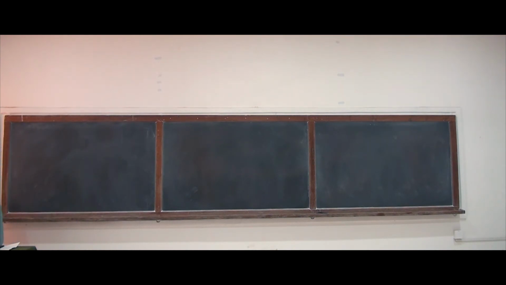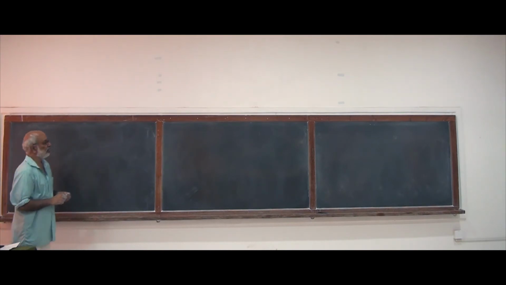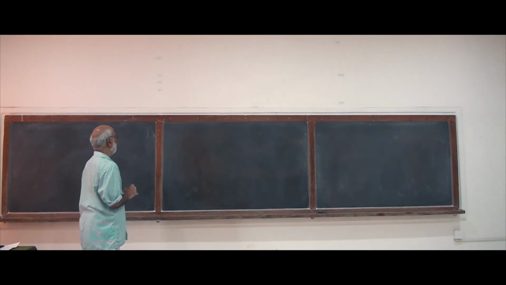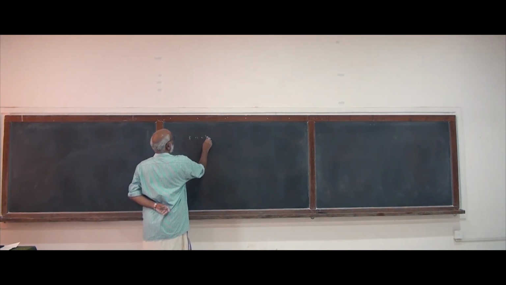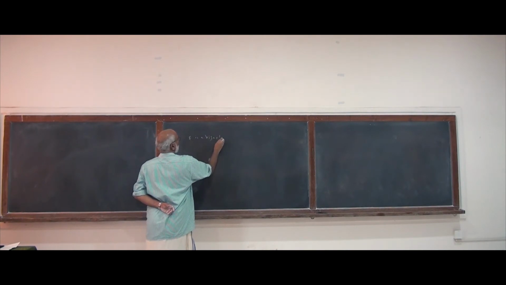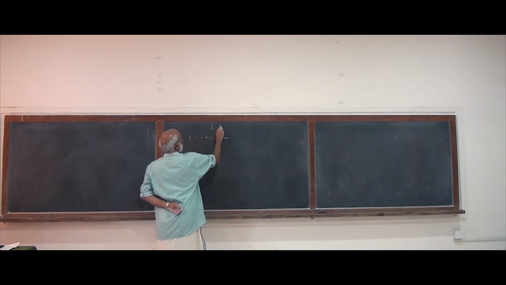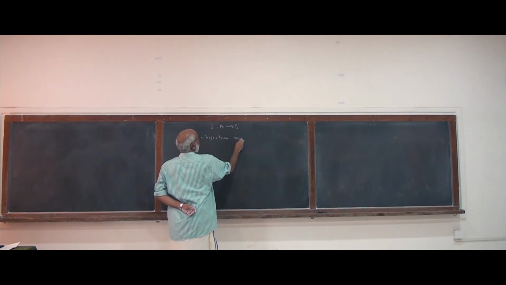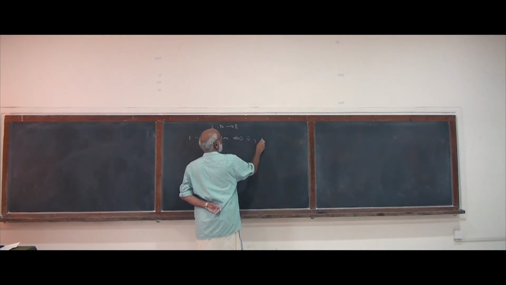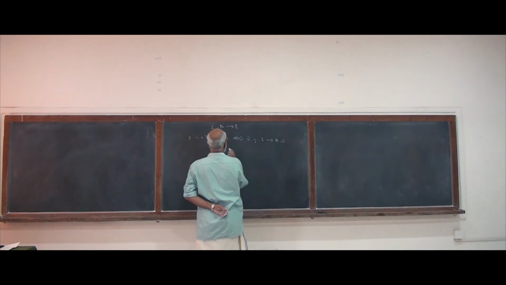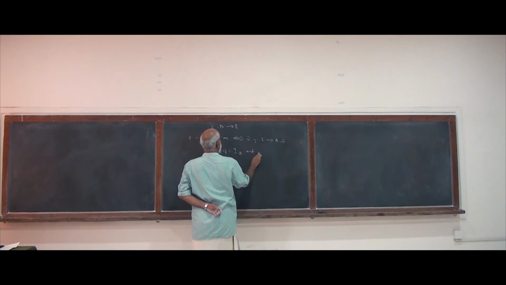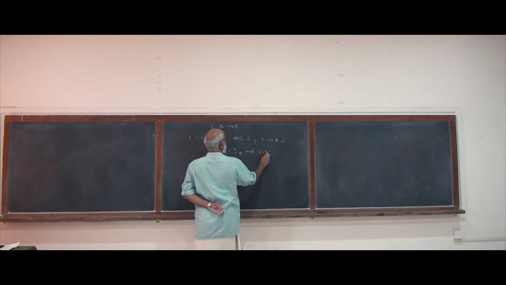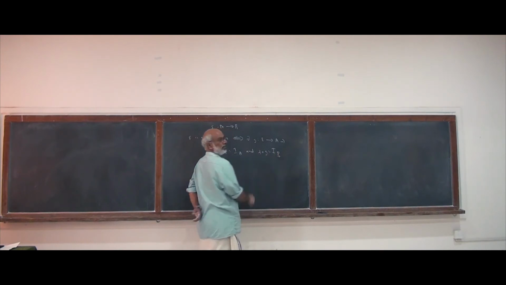I am also suggesting another exercise. We observed that f is a bijection from A to B if and only if there exists a g from B to A such that g composition f is equal to identity on A and f composition g is equal to identity on B.